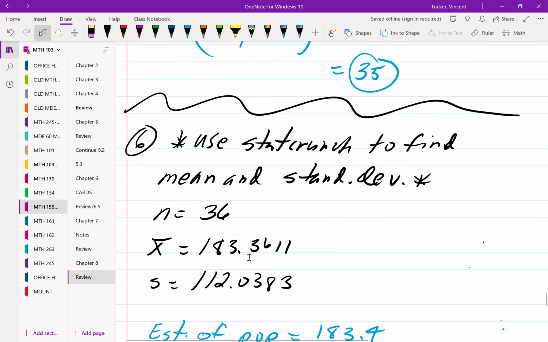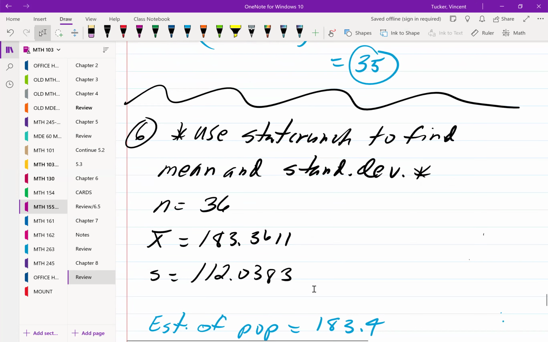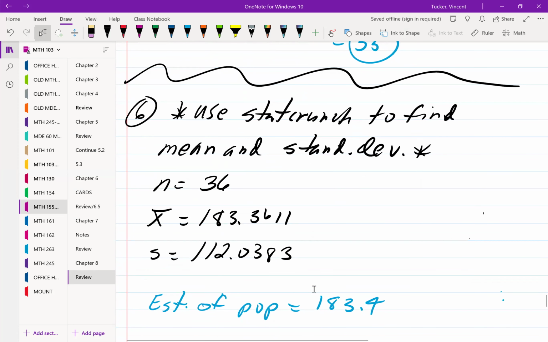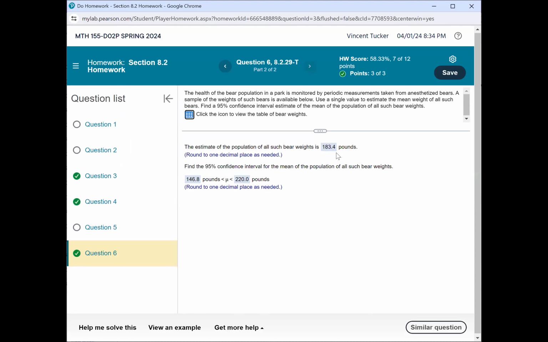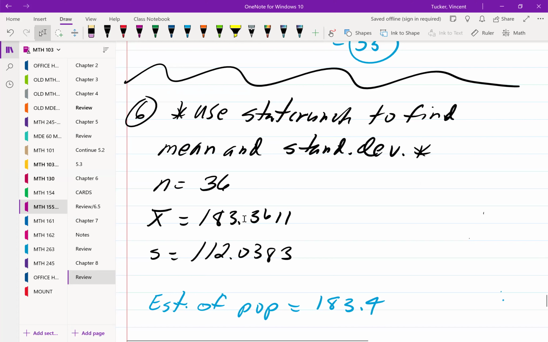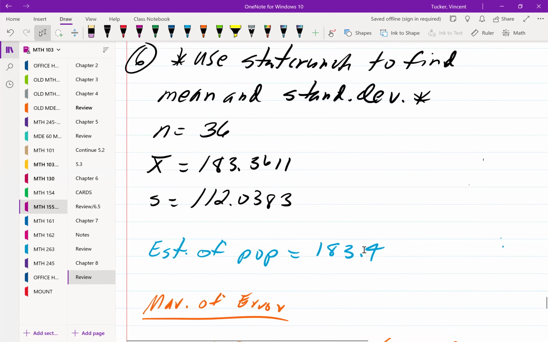It'll give you 36, 183.3611, and 112.0383 for your standard deviation. And then from there, now that you have these values, you can go ahead and plug them into the formula. Now, the first question asks you, and they use different wording, just want to make sure we're okay with what it's saying. The estimate of the population for all such bear weights is going to be whatever your mean is. So your mean is going to be an estimate for your population of all such bear weights. So that's where I got the 183.4 from. So when I calculated using StatCrunch, the mean was the estimate of the population. And it said round to one decimal place.